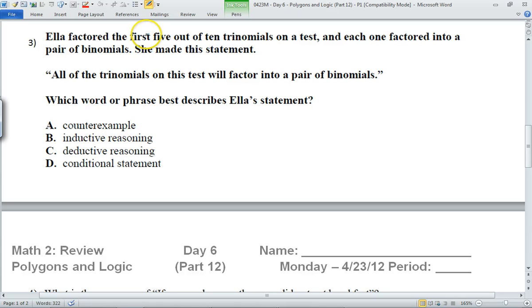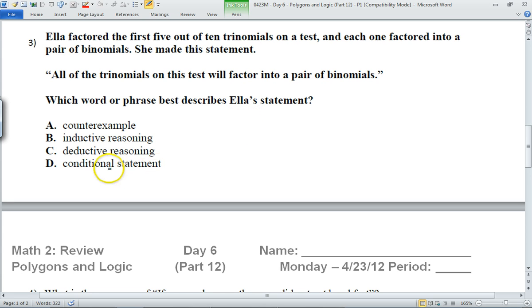Now, did she make this statement based on mathematical rules and laws and theorems, or did she make this statement based on a pattern that she observed? She made this based on a pattern. Okay? She noticed she did the first 5 and they were all binomial. So she guessed that the rest would be. She's working on a pattern.